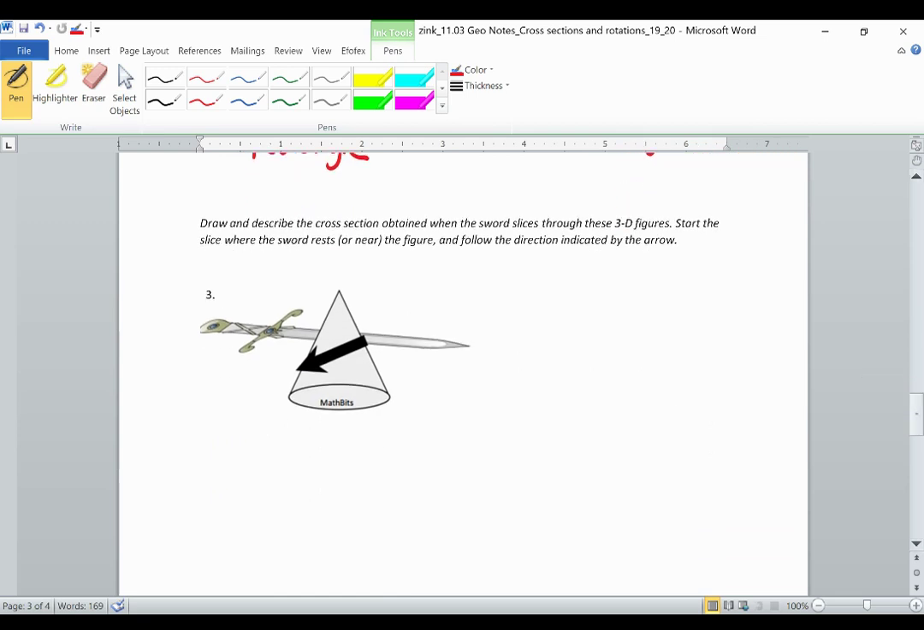All right, so these ones, it's saying draw and describe the cross-section obtained when the sword slices through each 3D figure. Start the slice where the sword rests near the figure and follow it with the arrow. So this one's gonna go down here, and I'm just gonna try and trace where it would cut along the cone. So it would kind of go down, it's going at a diagonal, but the cone is rounded here, so it's gonna create this rounded shape. And you can see it's starting to form an ellipse.